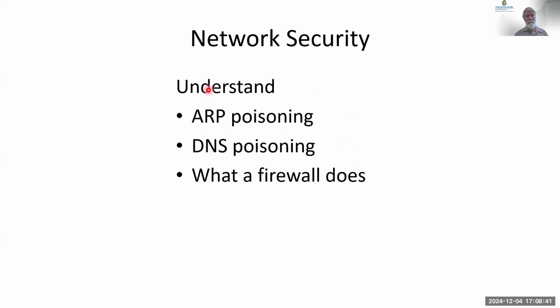Okay, ARP is to find out the hardware address on a local area network for a given internet protocol address. DNS poisoning is where you change the address in a domain name server that converts from internet names to internet addresses. And then, of course, there's also firewalls. Firewalls filter the packets going through based on whatever criteria you want to give them.